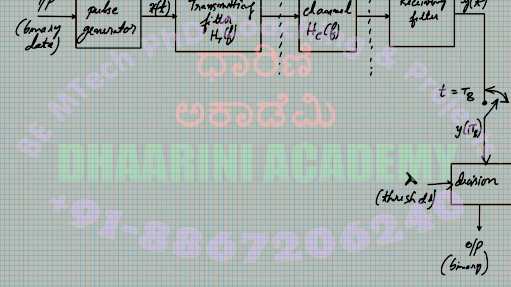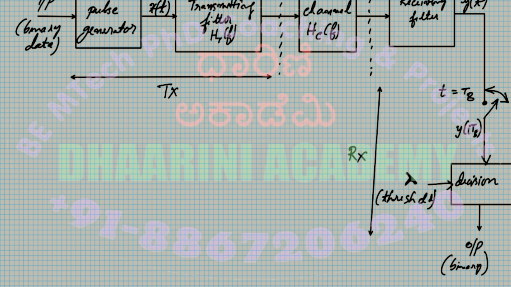So where is the transmitter? This part is the transmitter. Okay, I'll simply write Tx. And where is the receiver part? So this whole thing will be the receiver, this side. Right? Okay, in the middle we have a channel.